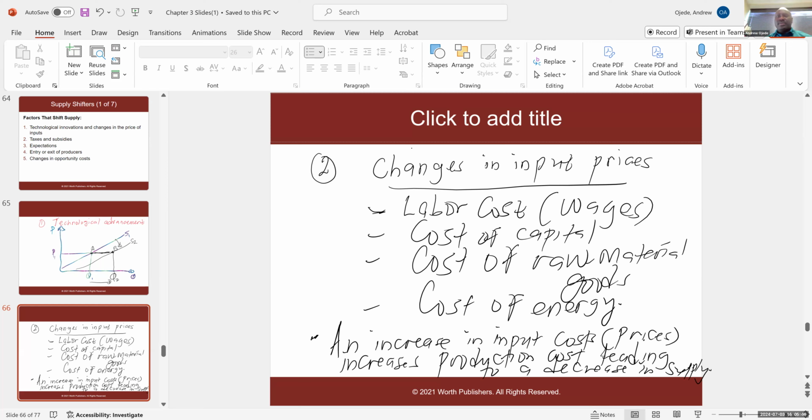And vice versa. Vice versa means when these input prices or input costs are falling, that means production costs will fall as well. So companies will find it easier to produce more output. So supply is going to increase, will shift to the right. So a decrease in input prices like lower wages, lower cost of capital, lower cost of raw material goods, lower cost of energy, will decrease production costs, leading to an increase in supply, shifting the supply curve to the right.